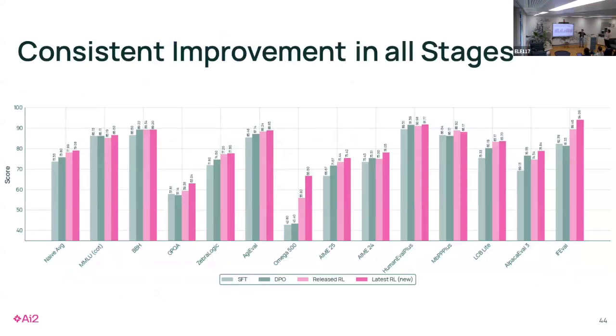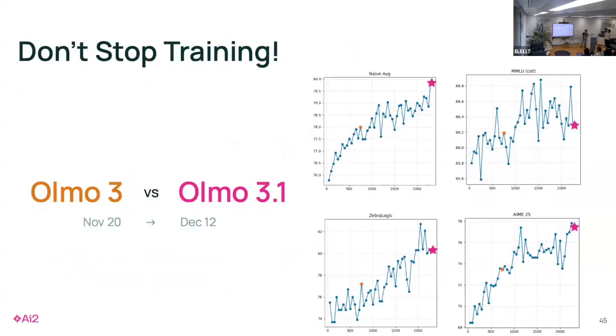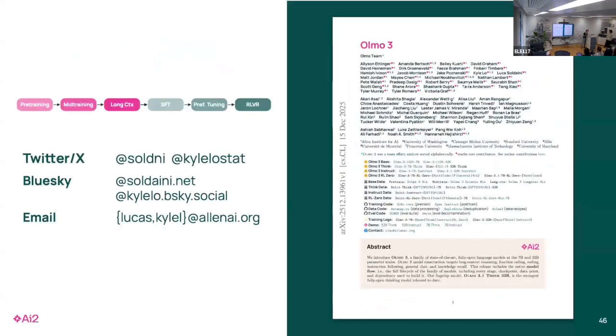So this is the progress of model performance across all stages of post-training. And this extended even after release. So we had this release of Olmo 3.1 about 3 weeks after Olmo 3 happened, where we just let the model train for longer and it kept improving on metrics. This was over Thanksgiving break. We were not working, but the GPUs were.